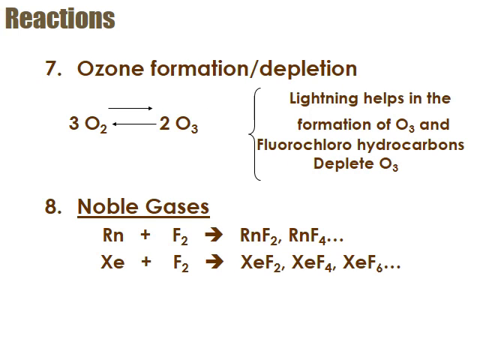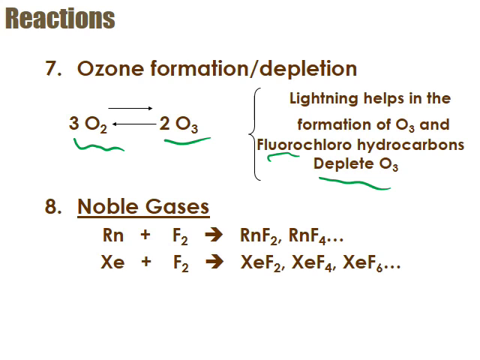Ozone formation. In the upper atmosphere, 3 moles of oxygen, or 3 molecules of oxygen, combined together give 2 moles, or 2 molecules, of ozone. Lightning usually helps in the formation of ozone. On the other hand, fluorochlorohydrocarbons are responsible for depleting ozone.